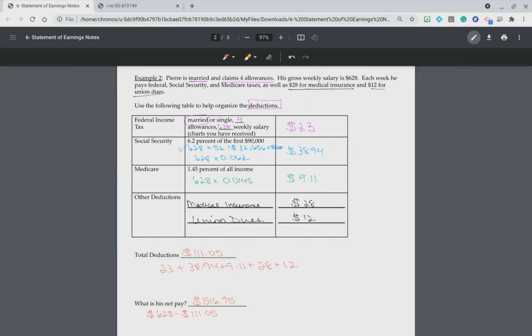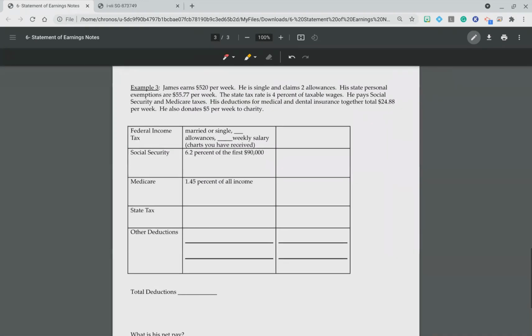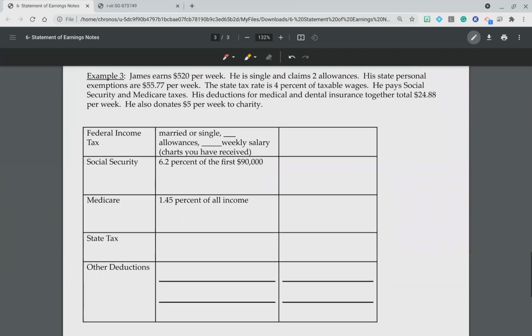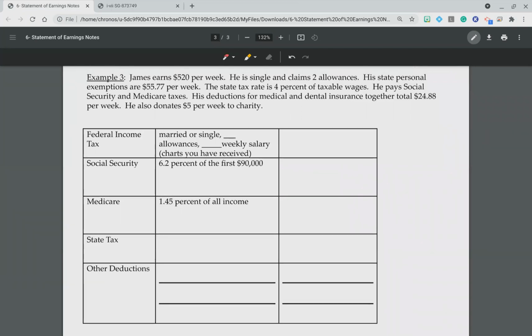All right, so now that we've done one together, I'm going to give you some time to work on this one. So James earns $520 per week. He is single and claims 2 allowances. His state personal exemptions are $55.77 per week. His state tax rate is 4% of his taxable wages. He pays Social Security and Medicare taxes, and his deductions for medical and dental insurance together total $28.88 per week. And then he donates $5 to charity.